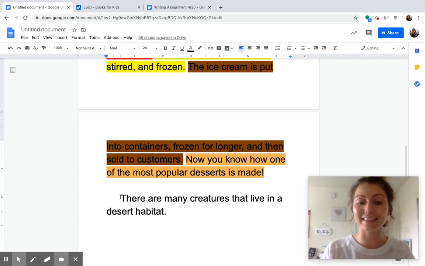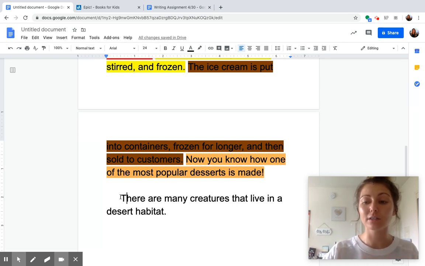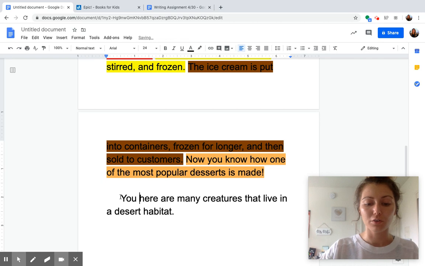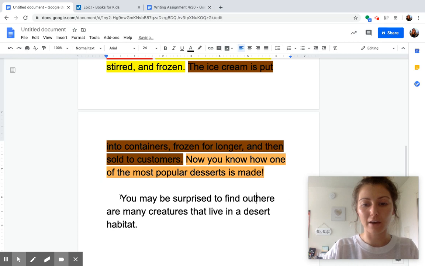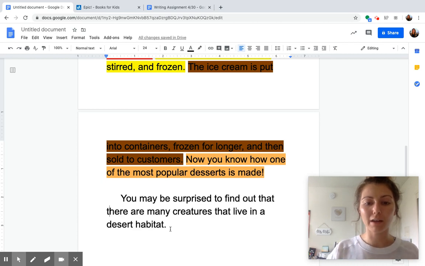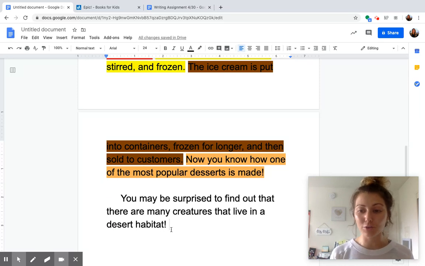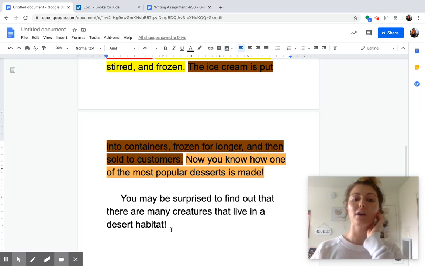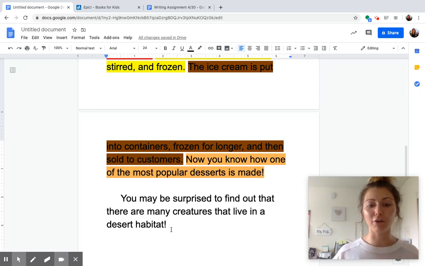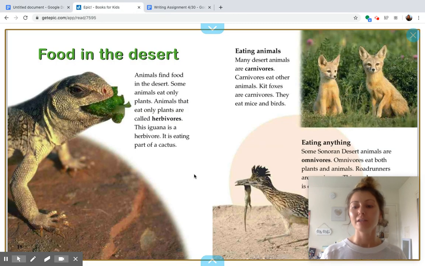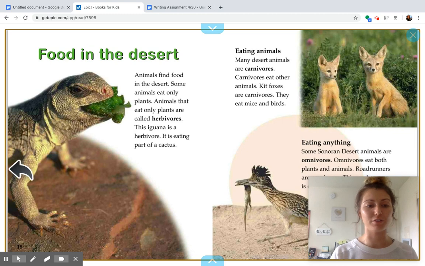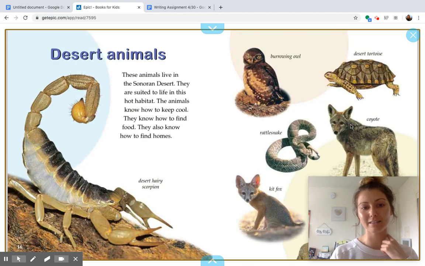So let me add that in to my topic sentence to strengthen it. You may be surprised to find out that there are many creatures that live in a desert habitat! I can even put an exclamation point because it's surprising. You may be surprised to find out that there are many creatures that live in a desert habitat. Now I want to give some examples of those creatures that live in a desert habitat.